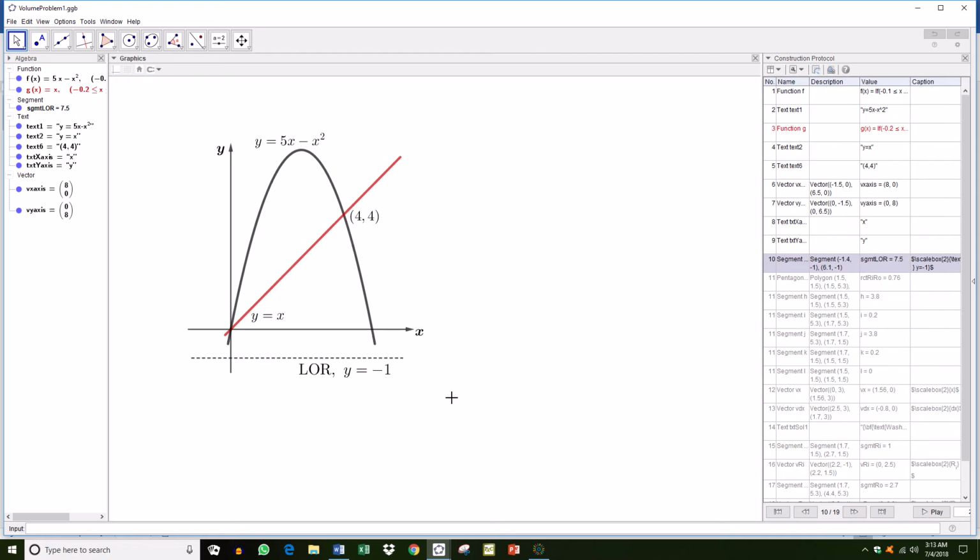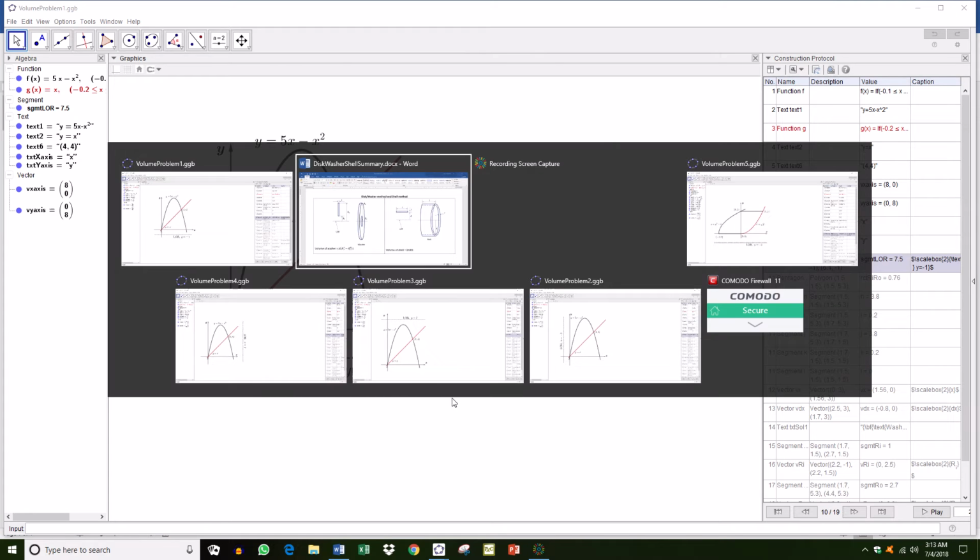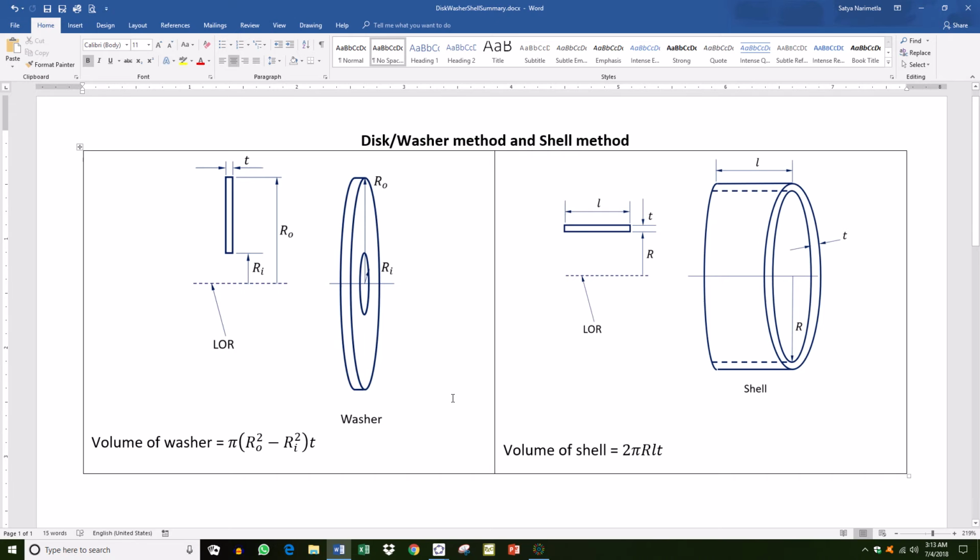But before I do this, let me do a quick recap of what we did in part one because we're going to need all that information here. Okay, the first thing is if we were to take a thin rectangle that looks like this and spin it about this line of revolution, we get a washer.